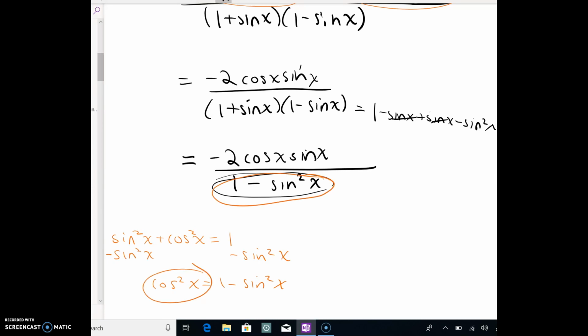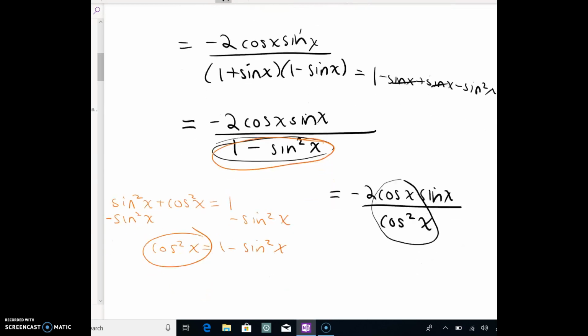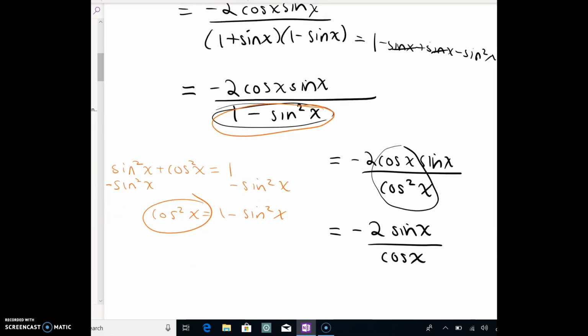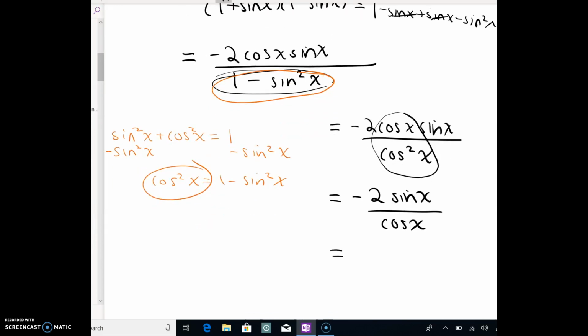So we can rewrite this a step further as negative 2 cosine x sine x divided by cosine squared x. And now notice that the numerator and denominator each share that factor of cosine. So this is the same thing as saying negative 2 sine x, one factor of cosine in the numerator, 2 in the denominator. When we cancel them out, we're going to be left with one factor in the denominator. We can still simplify it further. Remember what sine divided by cosine is. Anytime you see sine divided by cosine, that's the same thing as saying tangent.